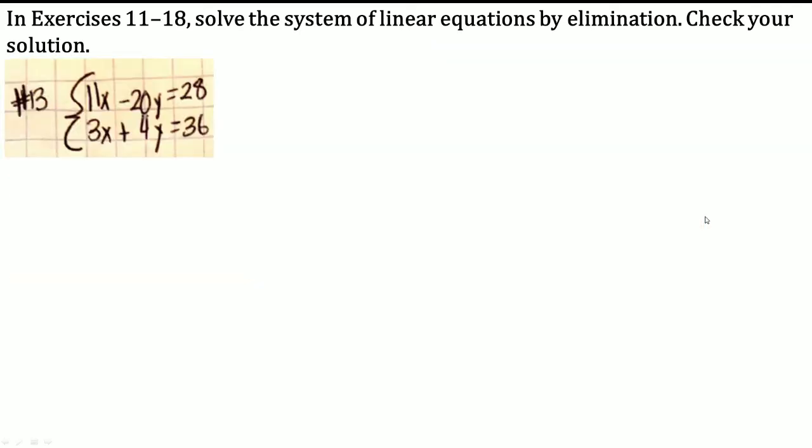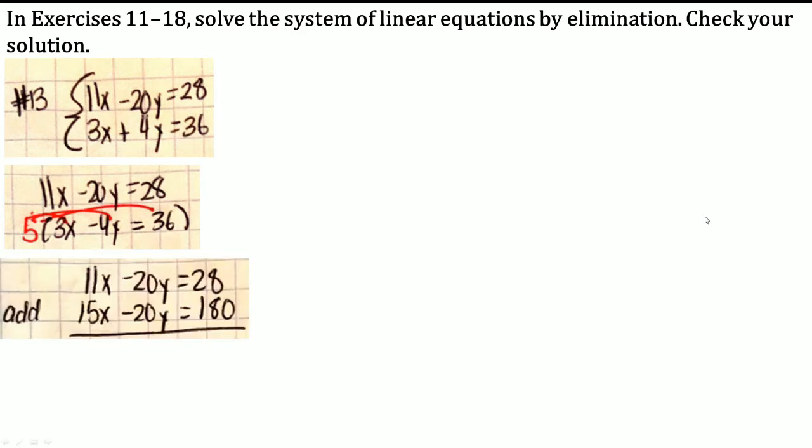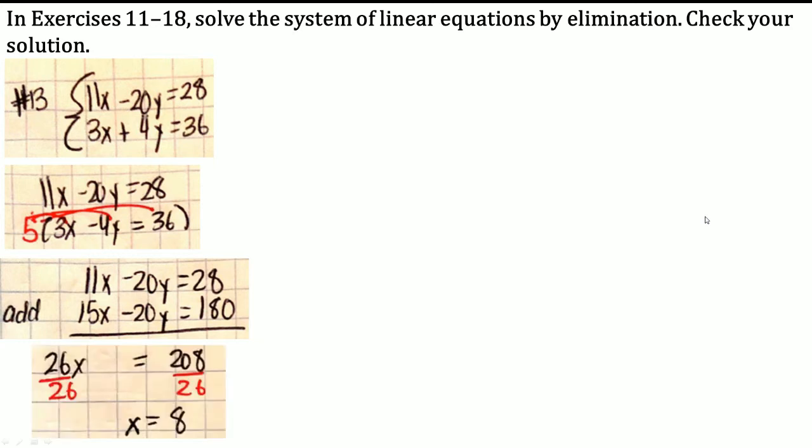Okay, 13. Same process. 11x minus 20y equals 28, and 3x plus 4y equals 36. 11 and 3 are both prime numbers, very ugly to play with. It's always recommended to work with the even numbers because those are simpler to work with. Negative 20 and 4, I could actually make the bottom become a 20. That's why I multiply the bottom equation by 5. On top it's 11x minus 20y equals 28. The bottom becomes 15x plus 20y equals 180. Notice it's going to cancel out here, the negative 20y.